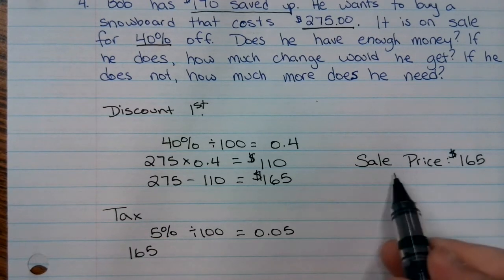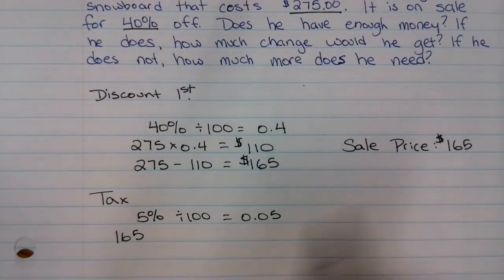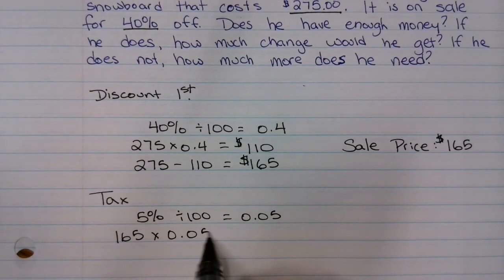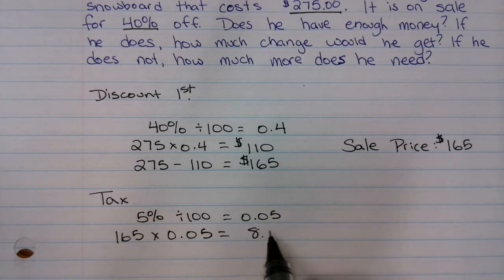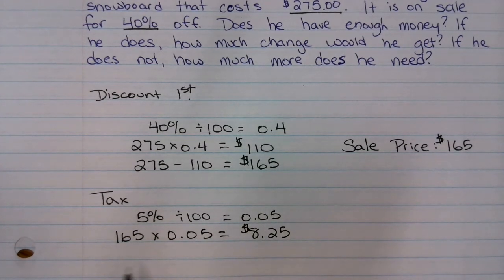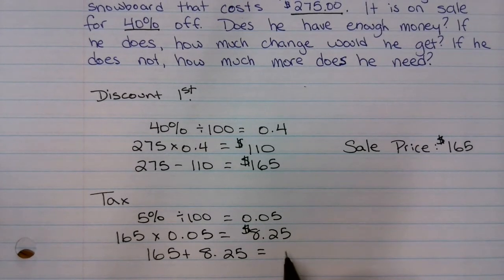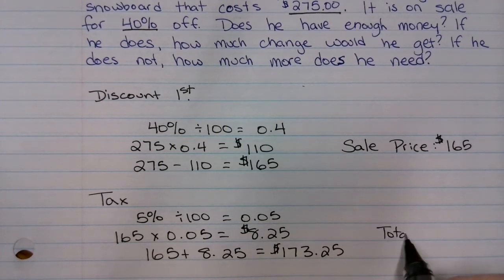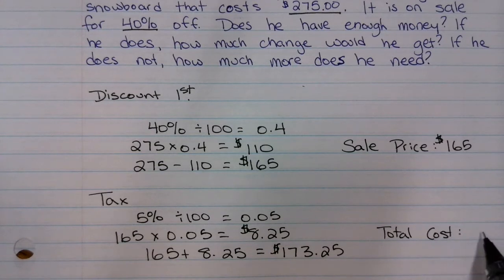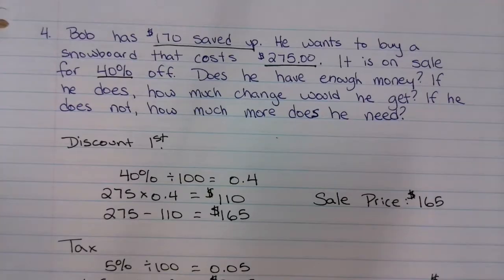165. Notice we're using our sale price to calculate the tax. Times 0.05 gives me $8.25. I'm going to add that to the original price to find out that the new price, or the final price of the snowboard, is $173.25. Total cost, $173.25.